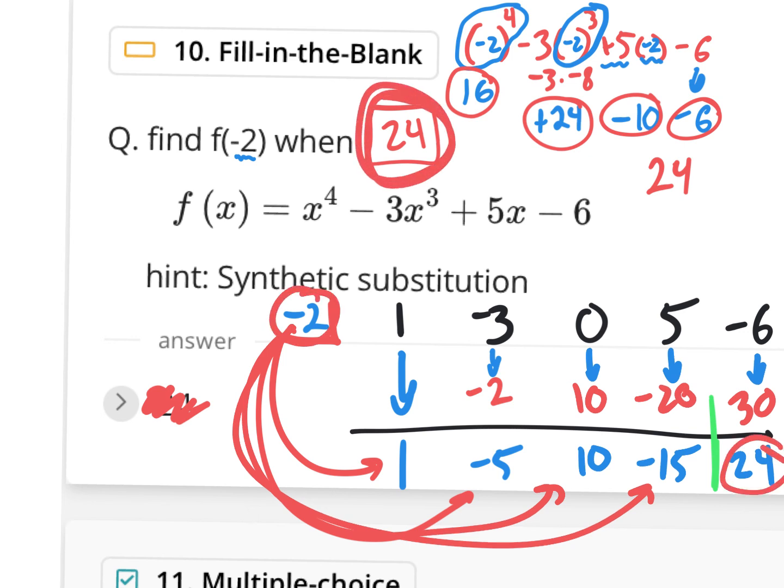Same output, 24, 24. Was that easier? I don't know. It's up to you. Whatever you want to do. I just wanted to show you both ways.